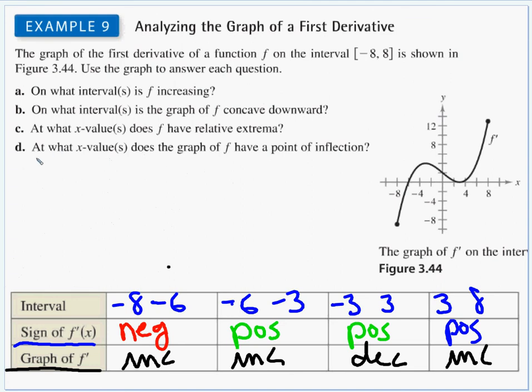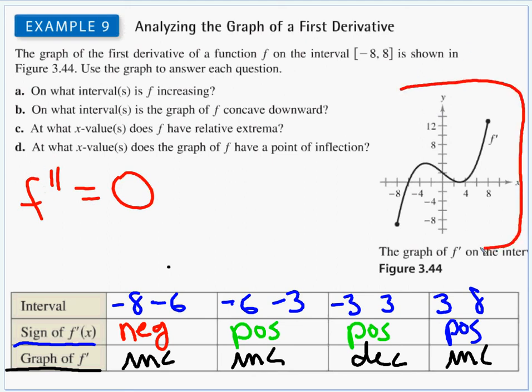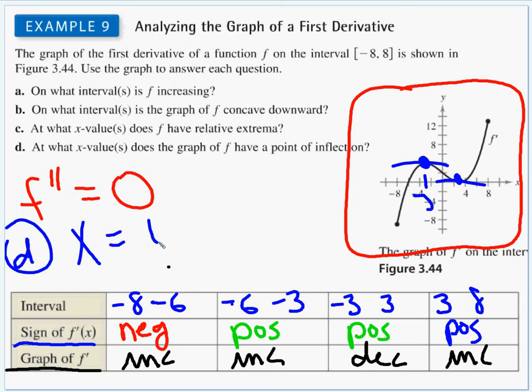Okay, and the last one, at what x value or values does the original function have a point of inflection? Well, remember, f double prime equal to 0 gives you a possible point of inflection. Here is our graph of f prime. Where would f prime have a horizontal tangent line? Well, it would have one here. So this is where our second derivative would be 0 at -3. And it would also have a horizontal tangent line here at +3. So for part D, x equals +3, x equals -3.